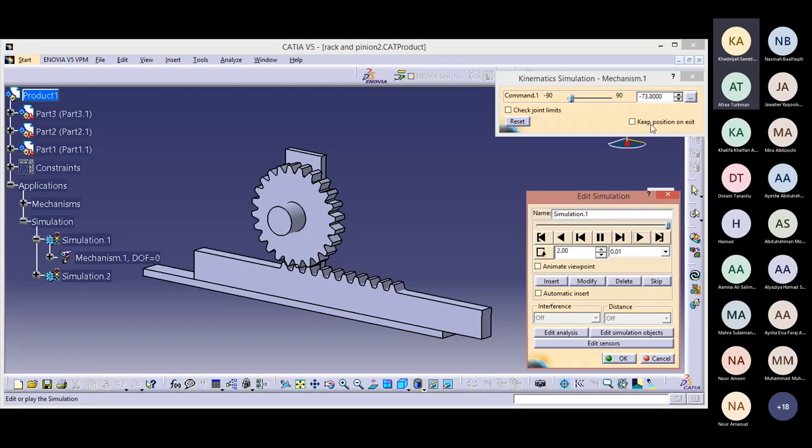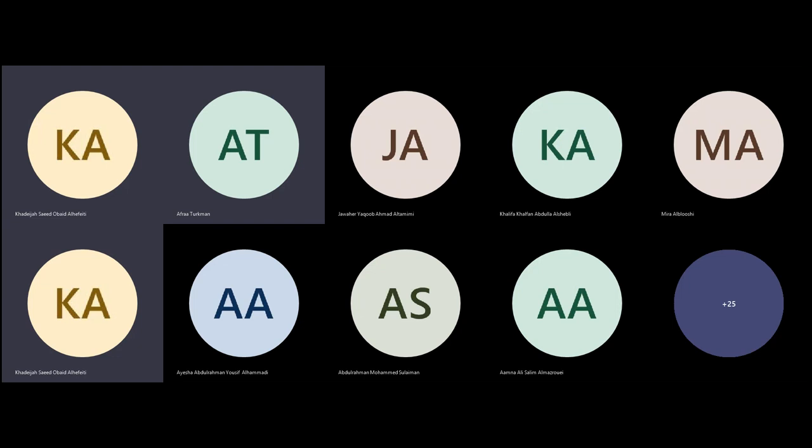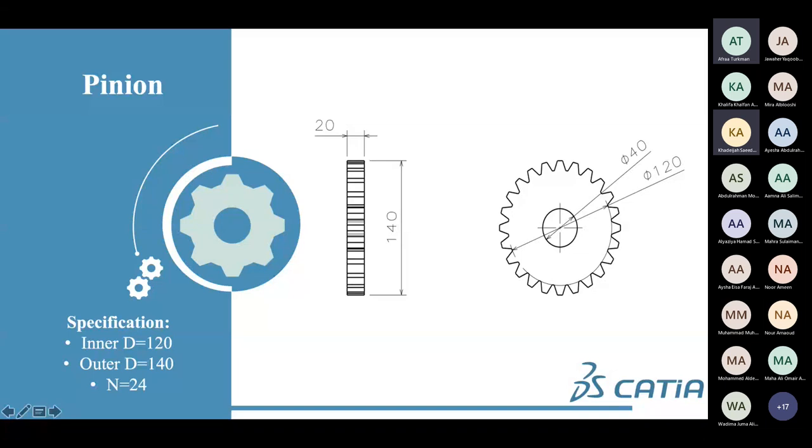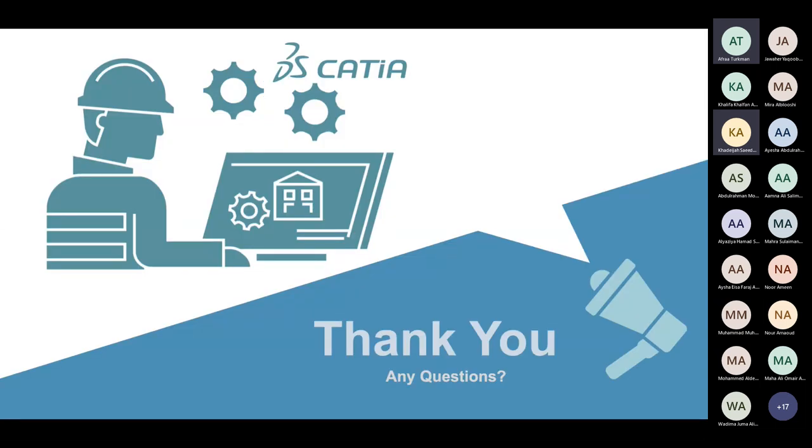And I can adjust this value and this value too, depending on how fast I want the mechanism to be. And that's all for the simulation. Any question? Okay, this was our final design. I hope it was clear, and if you have any question, please ask me. And thank you for listening.